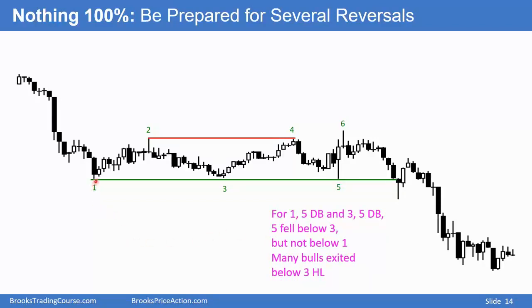We have a double bottom with 1 and 5 again. You can call it a double bottom with 3 and 5, 1 and 5. Different computers see it differently. 5 fell slightly below 3. It's hard to see here, but it's closer to the green line here than 3 is here. Yet 5 did not fall below 1. The bulls are still hoping for a higher low major trend reversal and a measured move up based upon the height of this trading range.